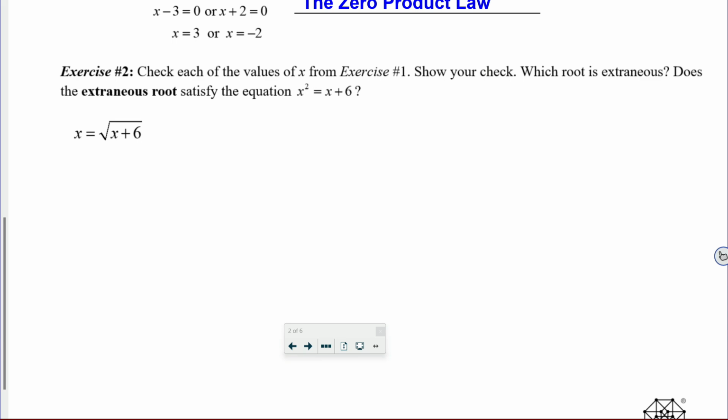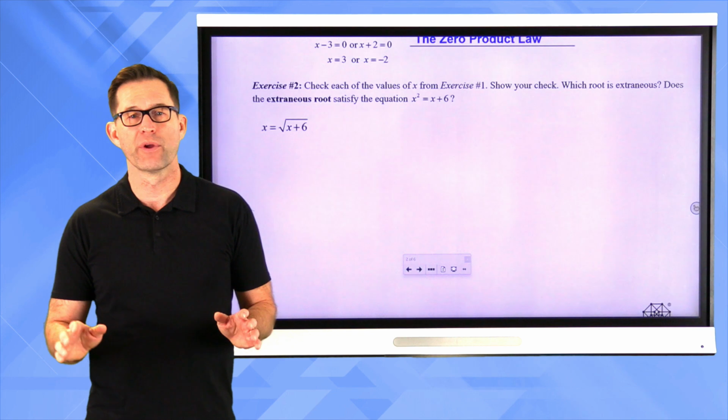Check each of the values of x from exercise number 1. Show your check. Which root is extraneous? Does the extraneous root satisfy the equation x squared equals x plus 6? So let's talk about this a little bit before you dive in.